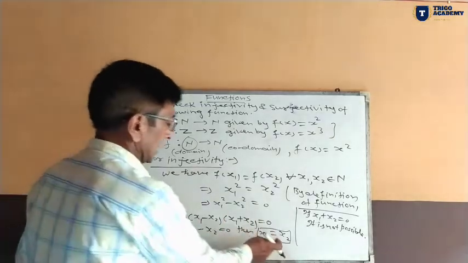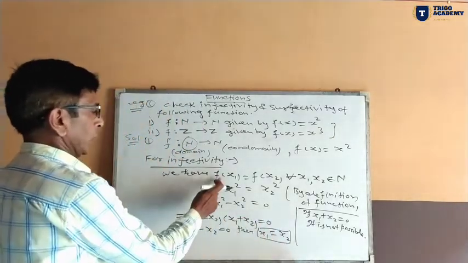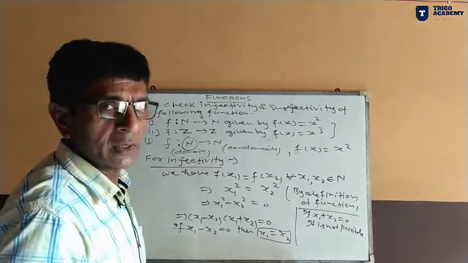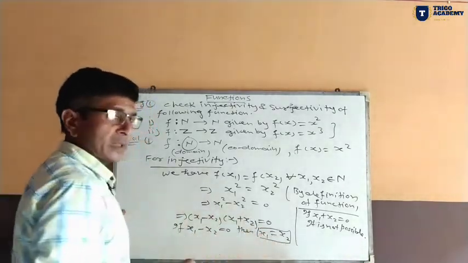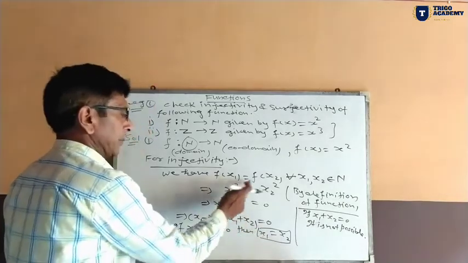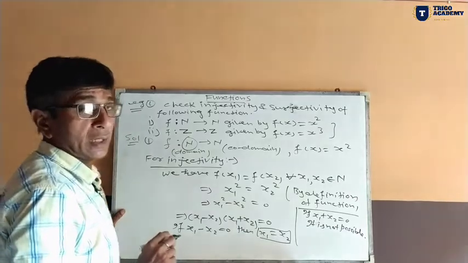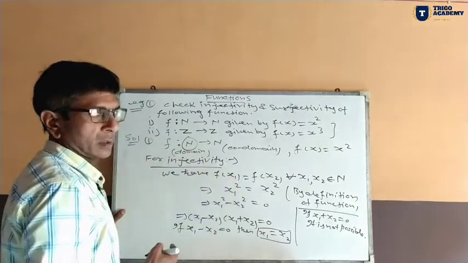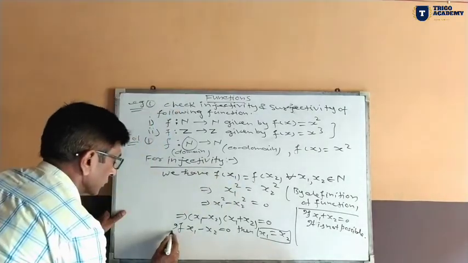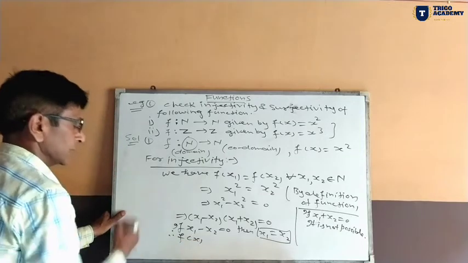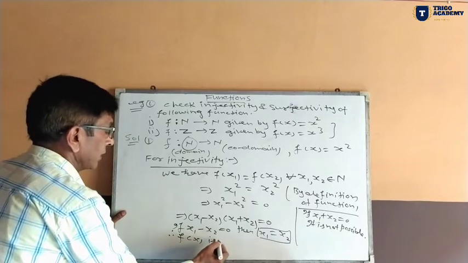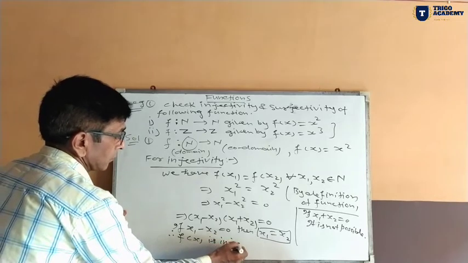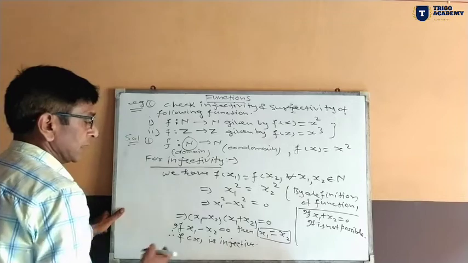This condition is possible. So here x1 equal x2, and we considered f(x1) equal f(x2). Due to this, distinct elements have distinct images. If x1 and x2 are equal, their images are also equal. It means x1 and x2 are not different, both are the same. Due to this their images are the same. Therefore f(x) is injective.